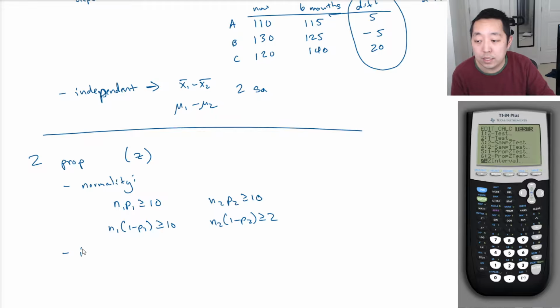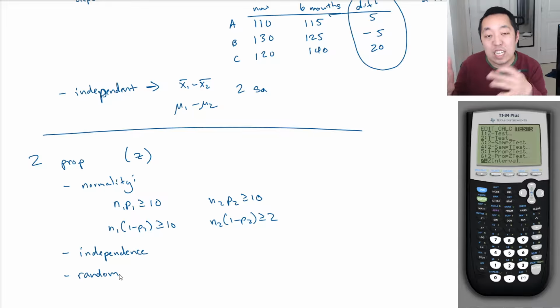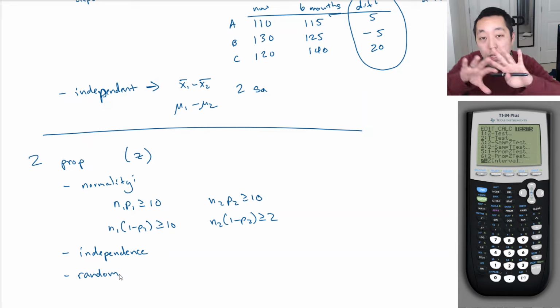The independence is the same. You can't draw more than 10% of the population. That's pretty much exactly the same. And then random is that basically each sample is randomly selected, as well as the two proportions, the groups that you sampled from. There's no connection between them either.